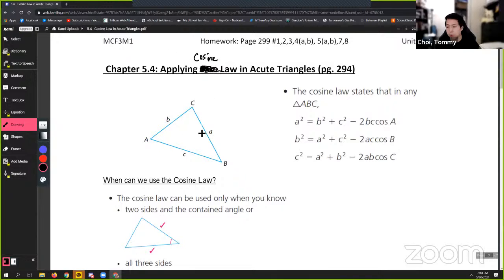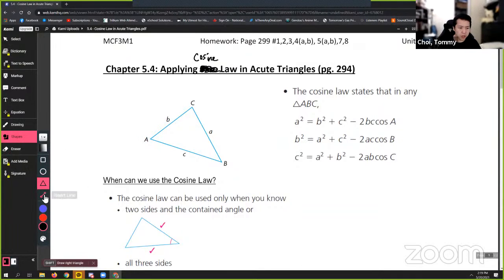Okay, so chapter 5.4, applying cosine law in acute triangles. So we've gone through SOHCAHTOA, which is right angle triangles. We went through sine law, which is when we don't have a right angle triangle. But there's going to be situations where you can't use sine law. So let's take an example of where you can't use SOHCAHTOA or sine law.